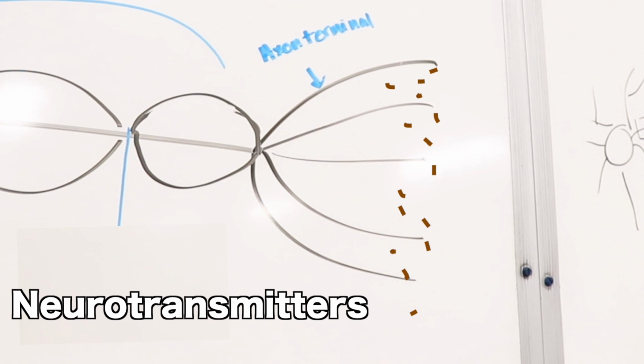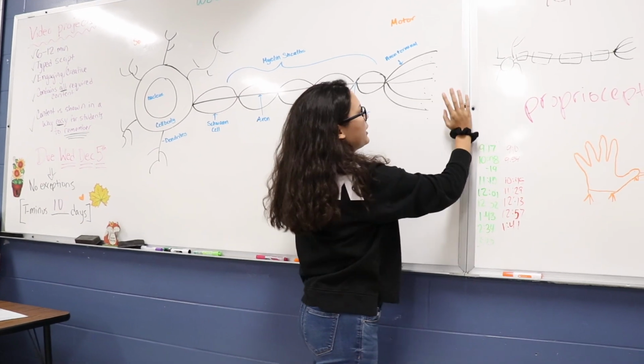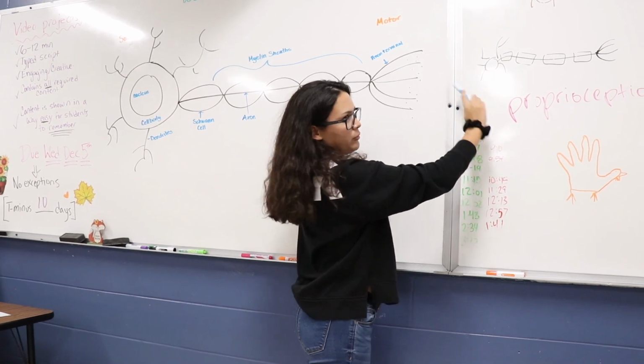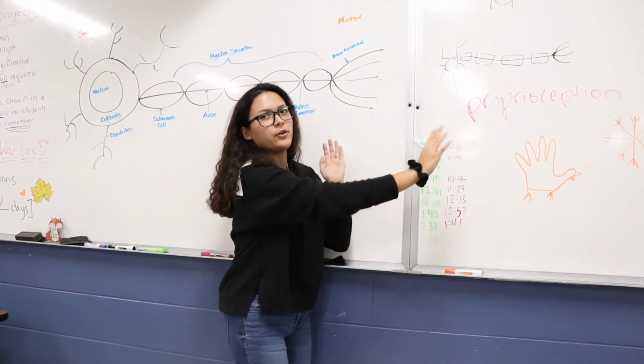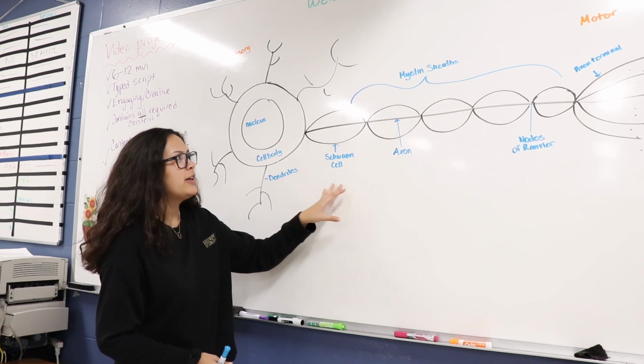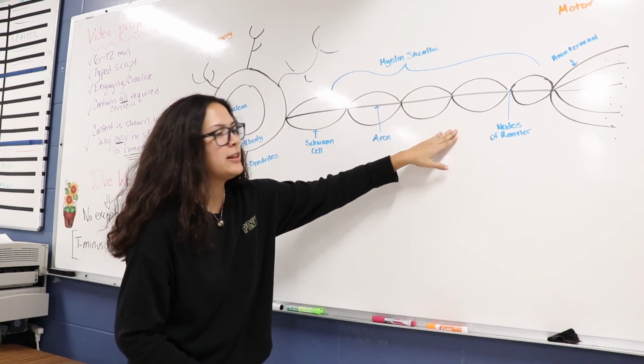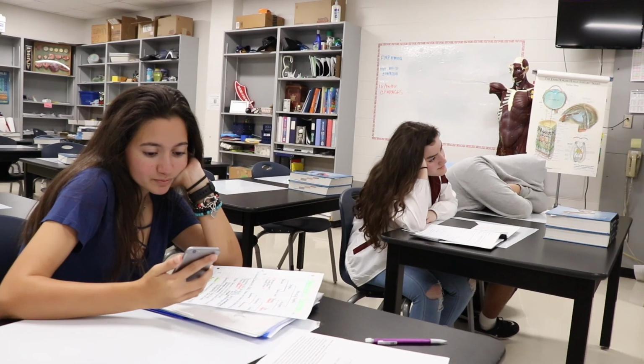So they're a little signal that goes across this space right here, which is called the synapse, and that goes to the next neuron, and it goes to those dendrites, and so forth and so on. So the Schwann cell or the myelin sheath helps speed up the reaction. So it's kind of like this one day. I was running, right? And I passed by my friend's house.